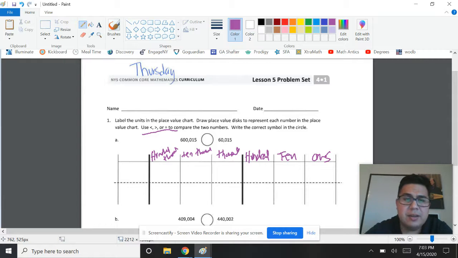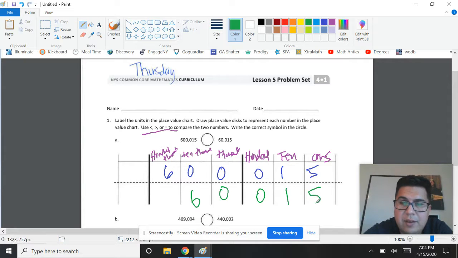So I can keep going. After 100,000s, then we go into millions. But let's go ahead and start filling these numbers in. We have our first number here, 600,015, and then we have our second number, which is 60,015. So we want to make sure that we put these all in the correct place values.